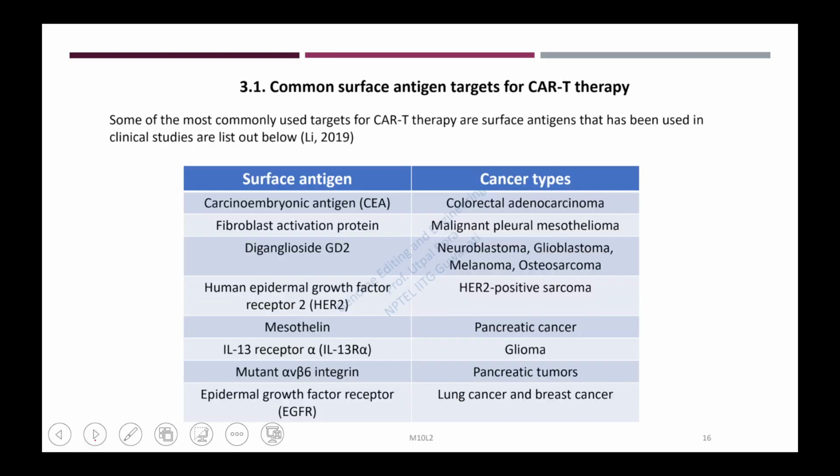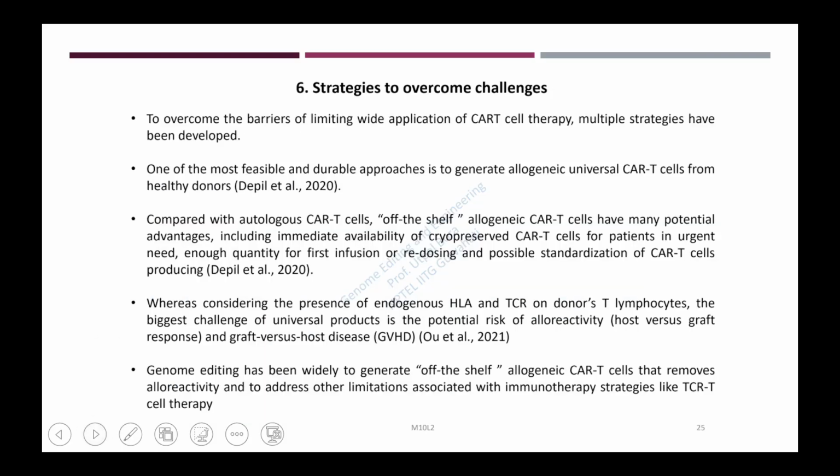The most commonly used targets for CAR T cell therapy are surface antigens that have been used in clinical studies. These are the surface antigens, and these are the types of cancer. This is the list you can remember. Carcinoembryonic antigen is used as a surface antigen for colorectal adenocarcinoma. Similarly, IL-13 receptor alpha is used in glioma type cancer cells. This is a table that you can remember for answering further questions.